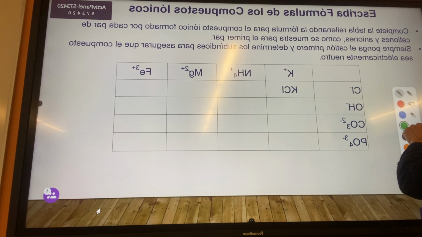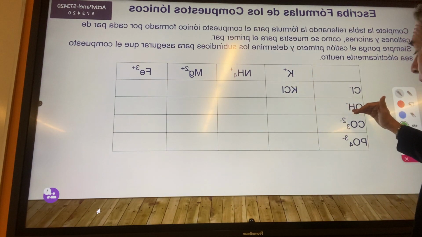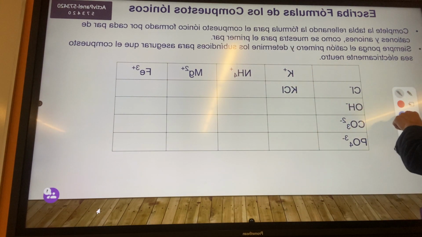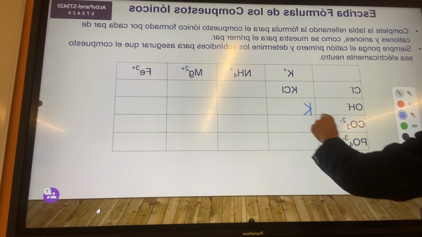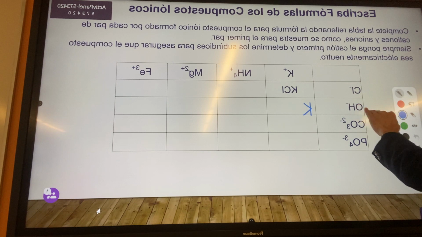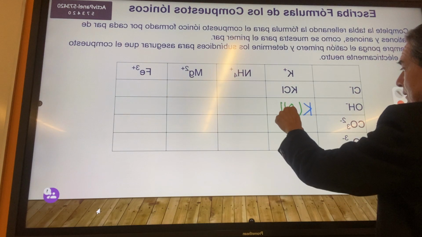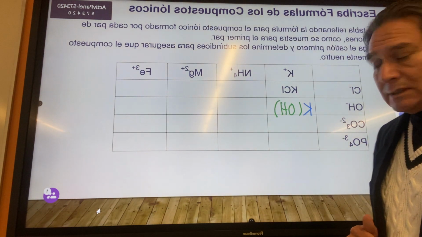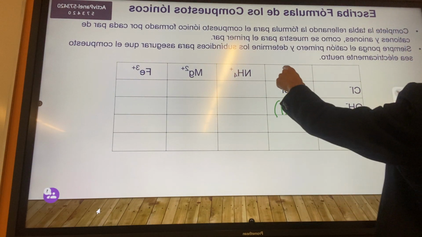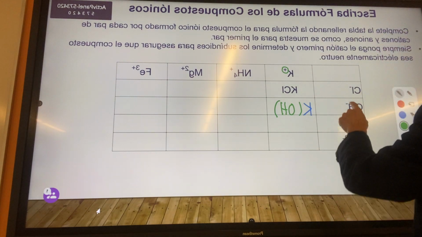Now, let's move on. We're going to do it by columns, right? From potassium, we're going to react it with hydroxide. Okay, the rule says if you put the potassium first, you're going to mix it with hydroxide. Now we need to determine what is the subscript. Okay, well, potassium will donate 1 electron to the hydroxyl.